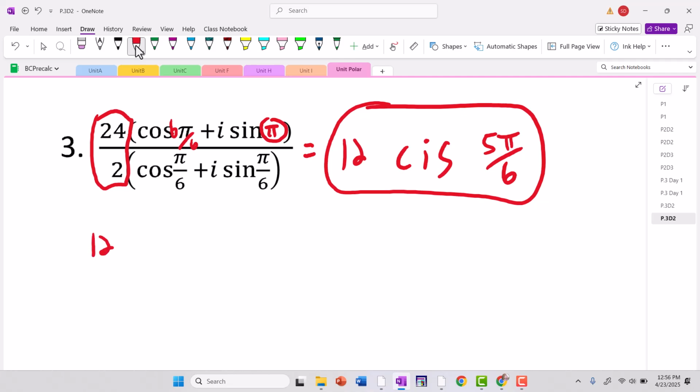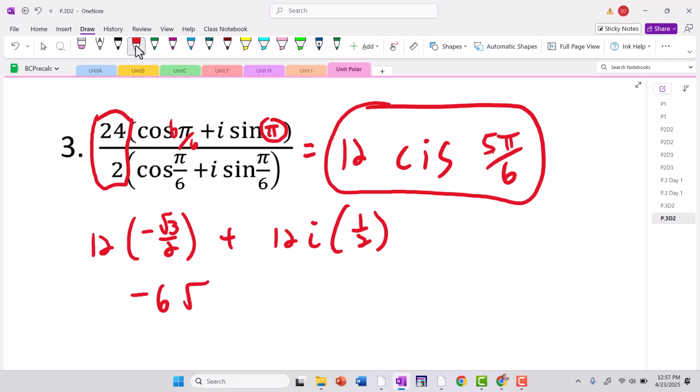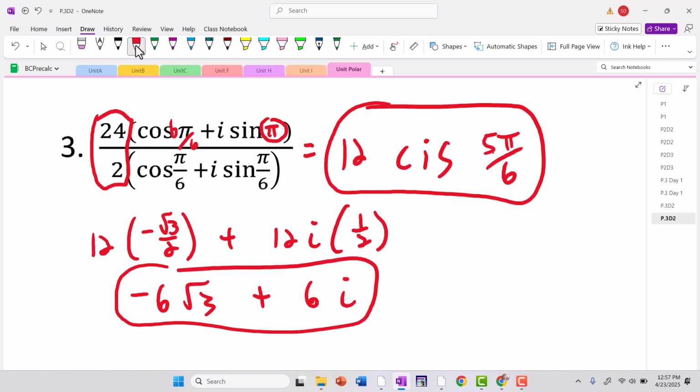Hey, what's sine of a 30? 1/2. So this is root 3 over 2. I feel like we've had this evaluation anyway. Then 12i, sine in quadrant 2 is positive 1/2. And then this becomes -6 root 3 plus 6i. And that is in quadrant 2. So I feel good about that answer. Yeah, just making sure.